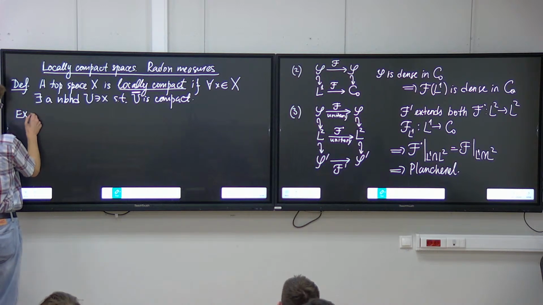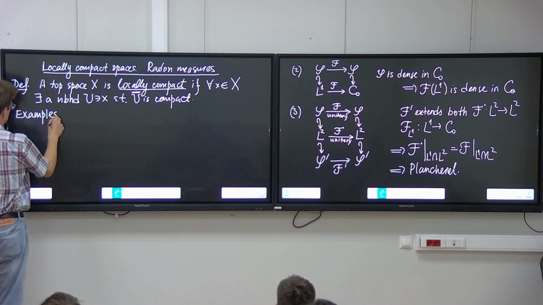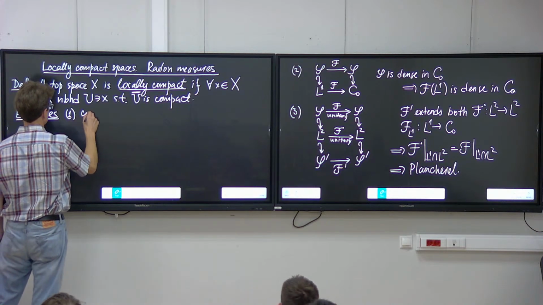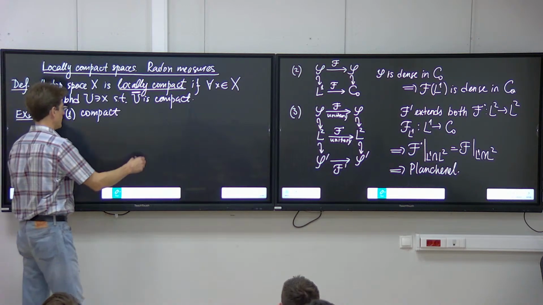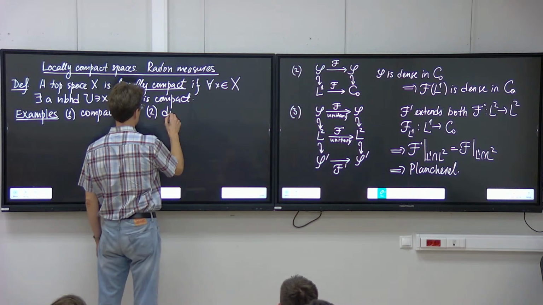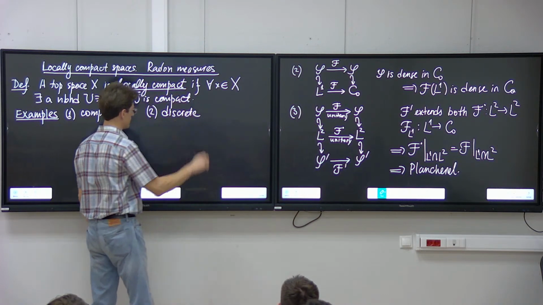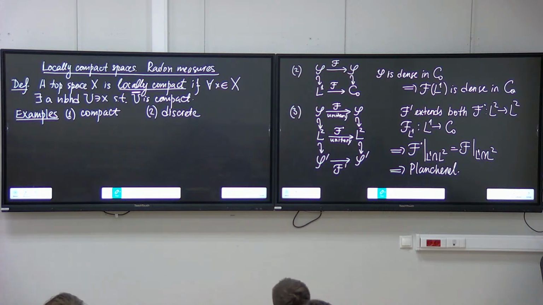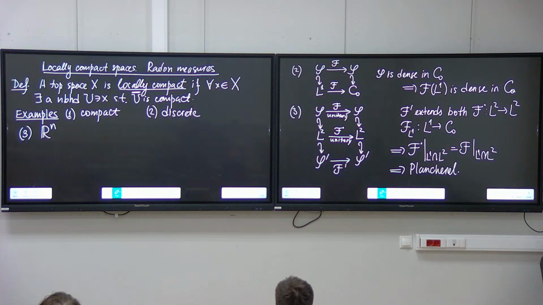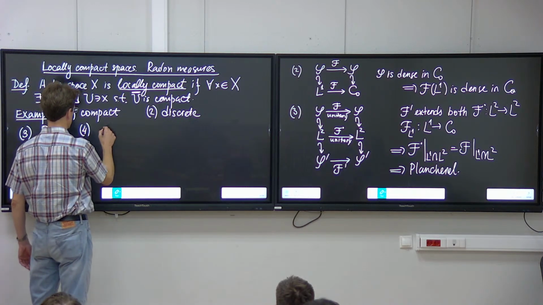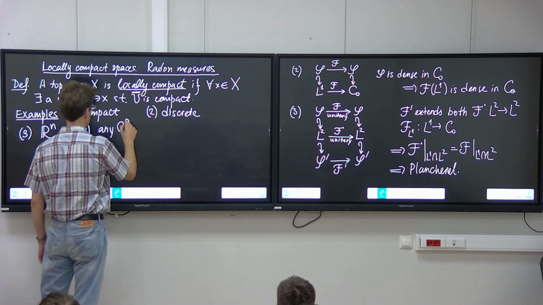Here are some basic examples of locally compact spaces. Clearly, all compact spaces are locally compact. It's also clear that all discrete spaces are locally compact. In this case, we can just take U to be the set consisting of x itself, a single point set. Rn is obviously locally compact. And more generally, every C0 manifold, any topological manifold, is also locally compact.